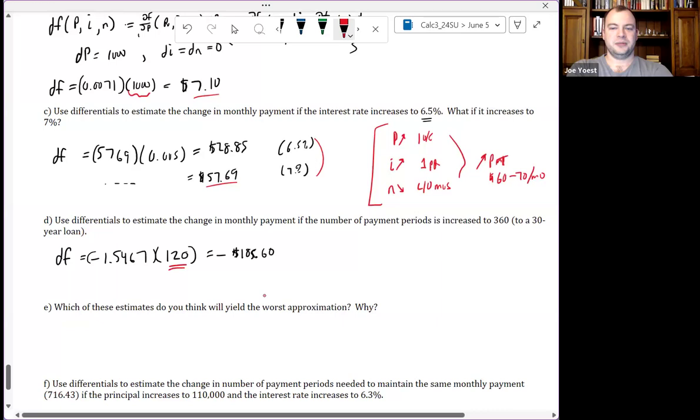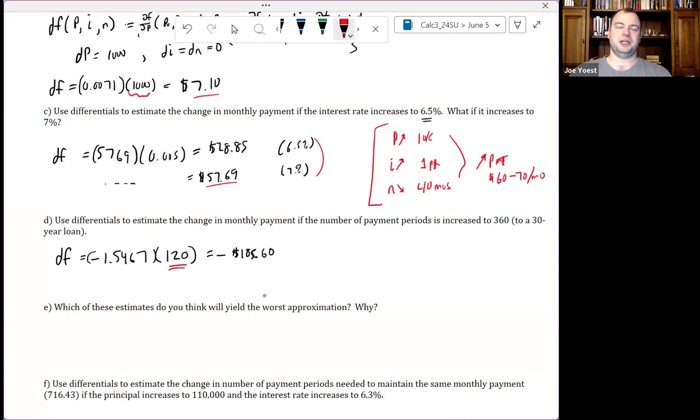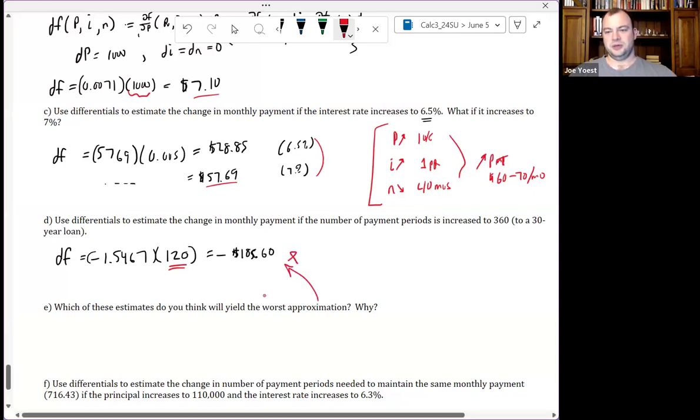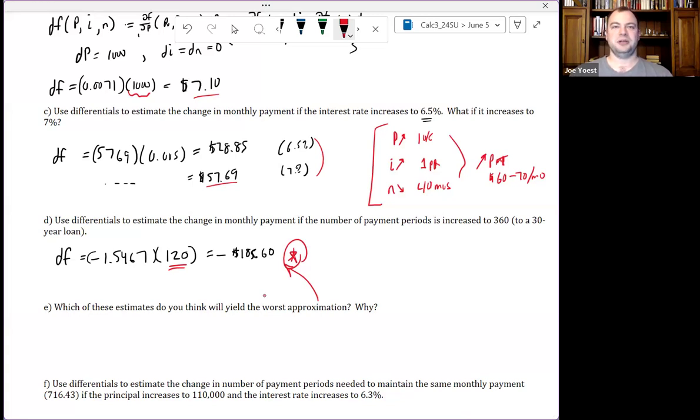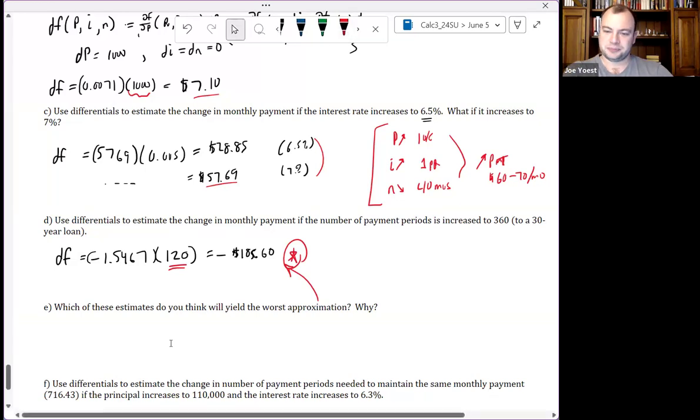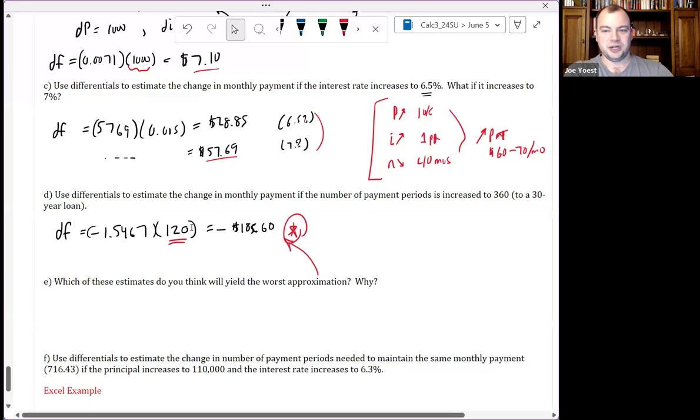But going from 240 to 360 months, that's a 50% increase, a 50% change in my independent variable. I'm guessing that this one is going to be the worst. This approximation for the change in my payment going down $185 is probably not going to be super close. The other ones I would expect to be much closer to accurate, just because, again, the relative change is so large for the number of payments going from 240 to 360 relative to the other two.